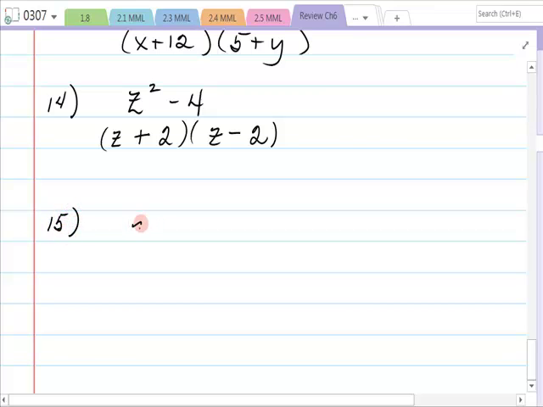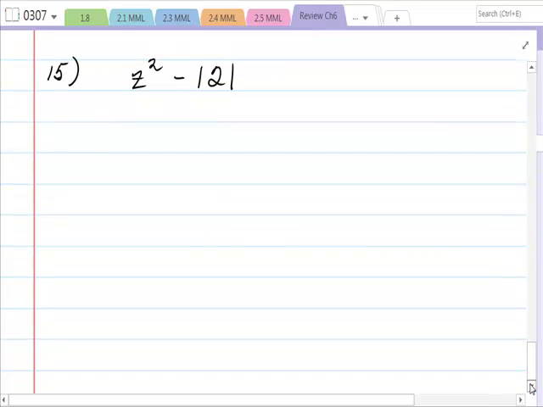Number 15, z squared minus 121. Is there a common factor? If there is, what is it? No, there's not a common factor. So, what kind of a polynomial is it? It's the difference of two squares. Difference, minus sign, square minus square.